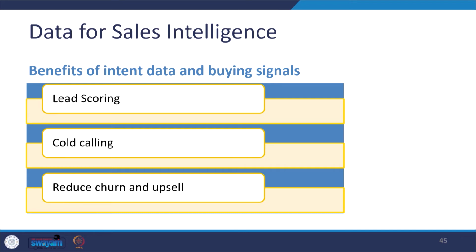The first benefit is lead scoring. Once you have a lead, you need to rank them: which ones should be approached first and with full effort, and which are totally avoidable, so you can save time for your sales team. So lead scoring is where we rank prospects in order of intent. Intent data can be used here to rank your prospects.